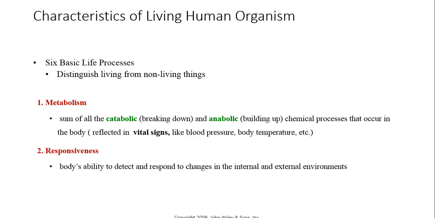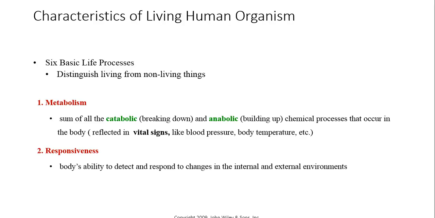All organisms show the basic characteristics of life, so let's just review 6 basic life processes, the things that distinguish living things from non-living things. Metabolism is the sum of all the chemical processes that occur in the body. There are 2 sides of metabolism.